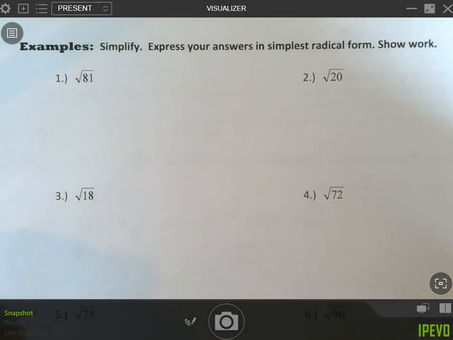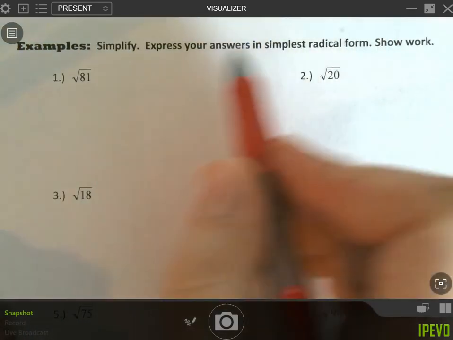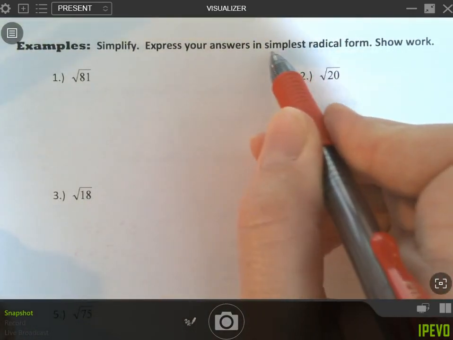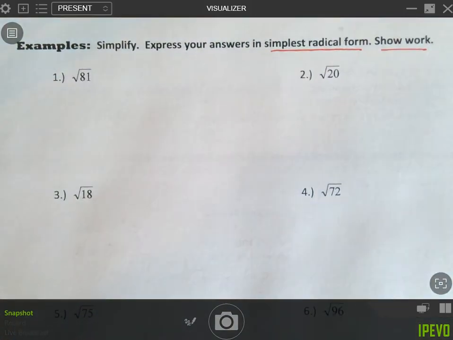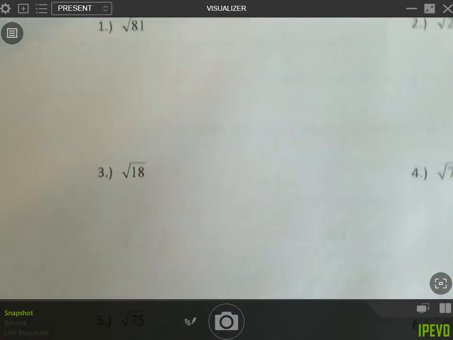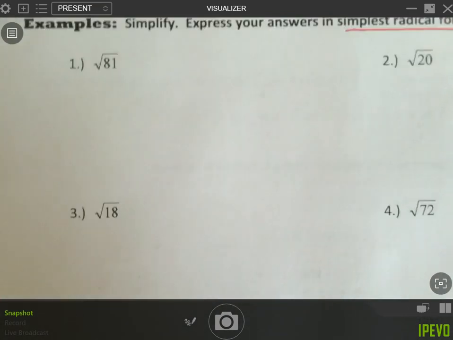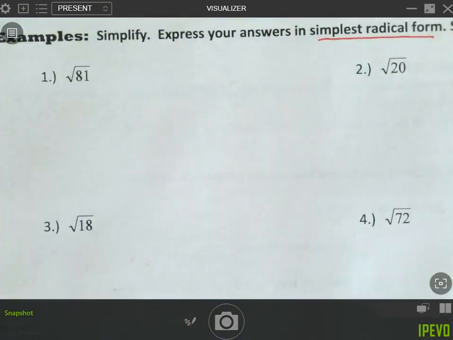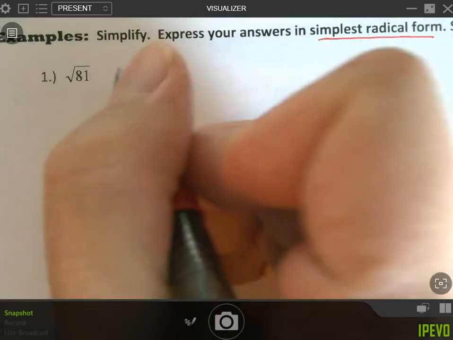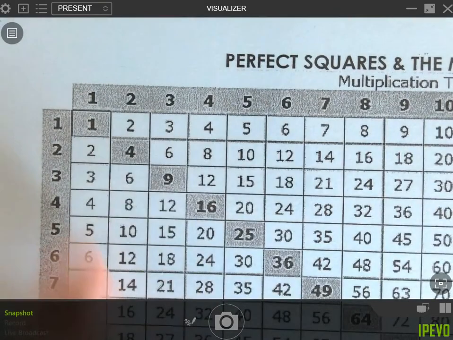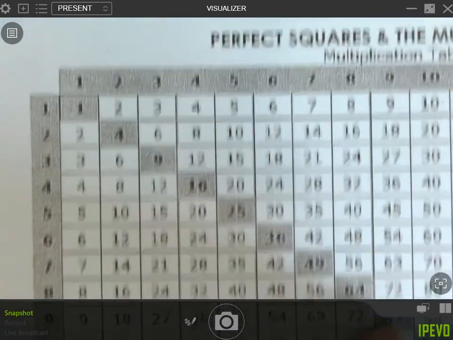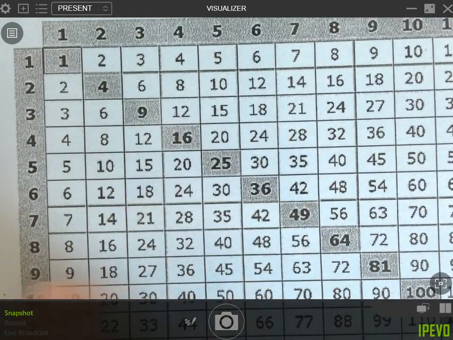Now we're starting off with the square root of 81. And notice the direction. Simplify, express your answer in simplest radical form. You must show work. So let me get in here a little bit tighter on this. The square root of 81. Well, the first thing I'm going to do is, if I recognize it, I'm done. It's 9. If I don't recognize it, I'm going to look at my perfect square list, and 81 is on it. So the square root of 81 is 9.